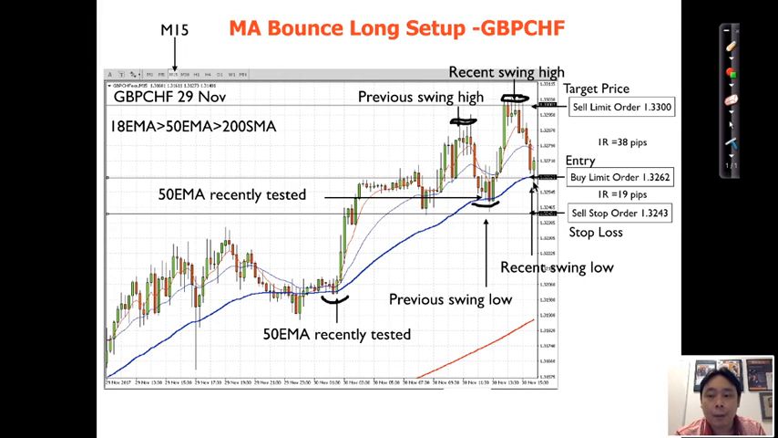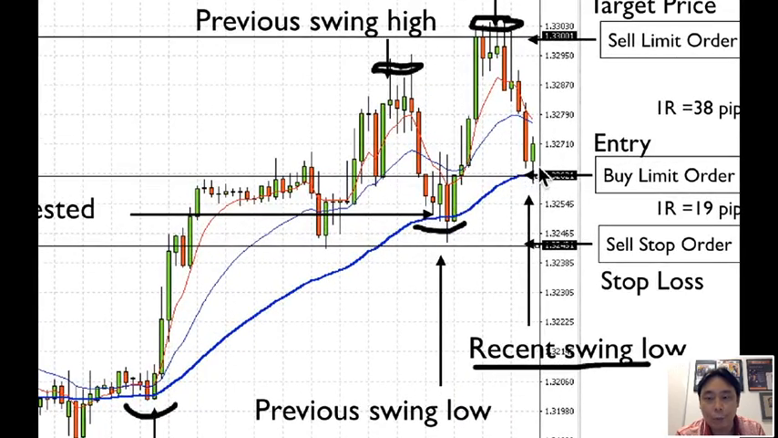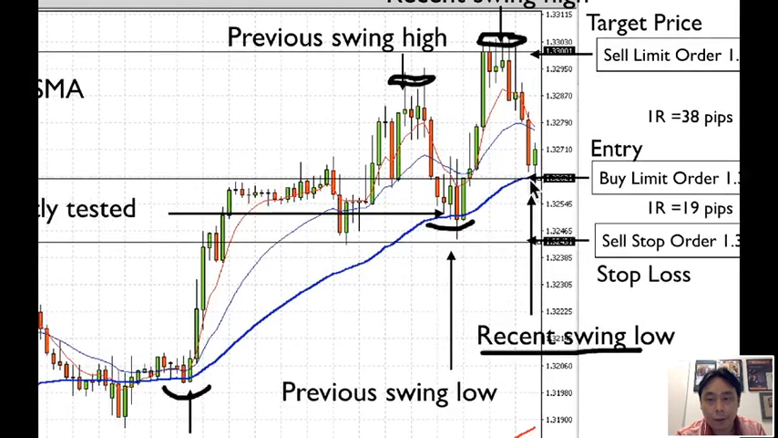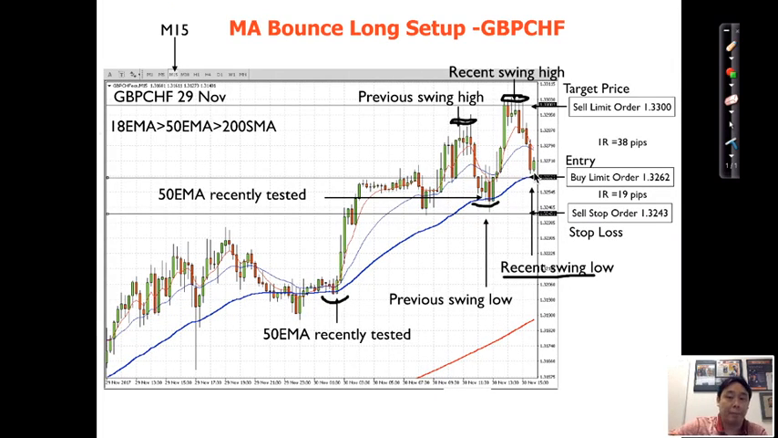Next, the recent swing low, which is the point of entry that we intend to buy, is it above the previous swing low? Right, so is this low above the previous swing low? Yes, it is, right? So that checks out as well. So that tells us it's an uptrend wave pattern. So that's fine.